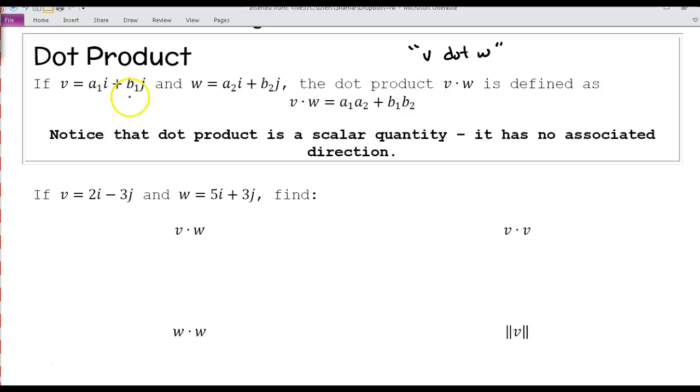So we're multiplying the two x components, and we're multiplying the two y components, and then we're just adding those up together. So if you'll notice, what we end up with here is a scalar quantity. It has no associated direction. We take two vectors, we calculate the dot product, and we end up with a scalar quantity.